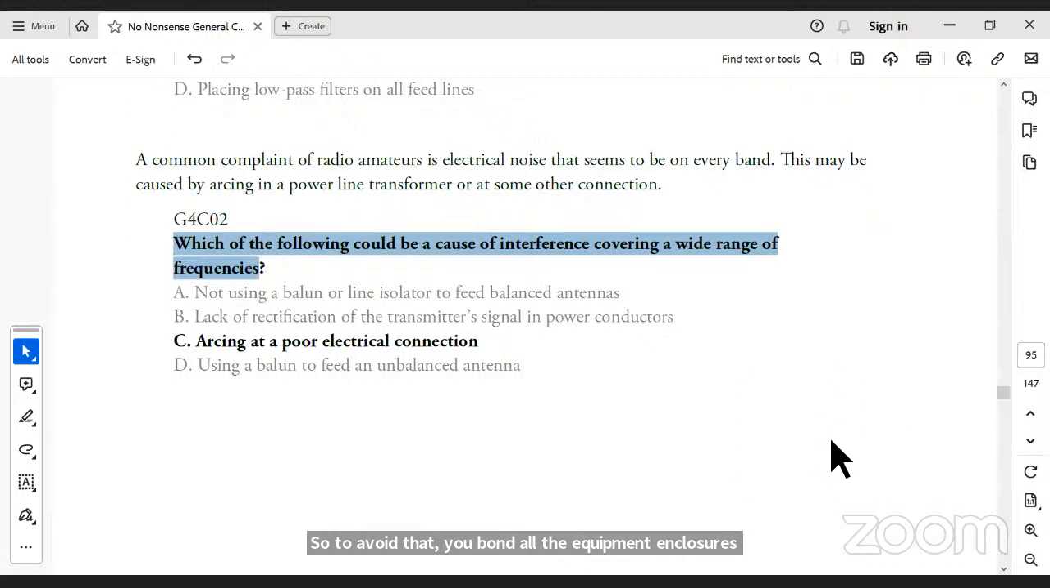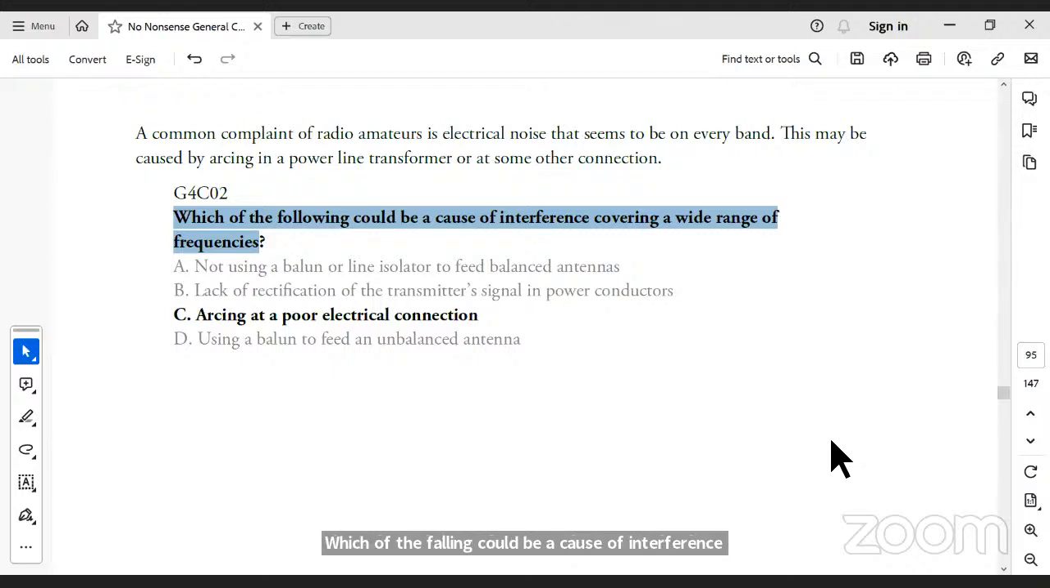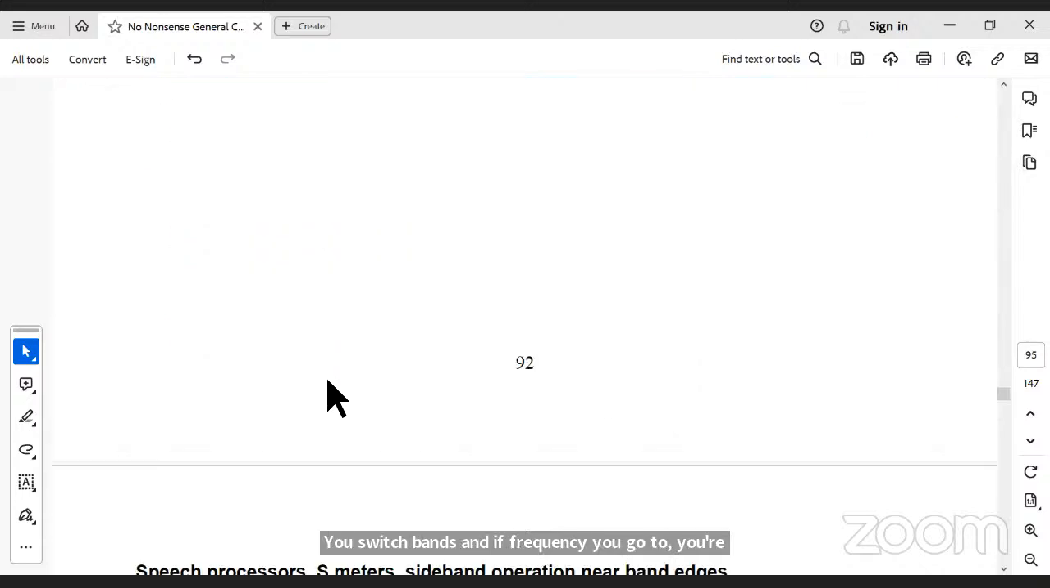Which of the following could be a cause of interference covering a wide range of frequencies? Well, we showed that an electrical pole, if you have a poor connection and it causes arcing, arcing at a poor electrical connection could be the cause of interference where you have wideband interference across a large section of the spectrum. You switch bands, any frequency you go to, you're getting wideband noise, and that could be caused by arcing due to poor electrical connections.